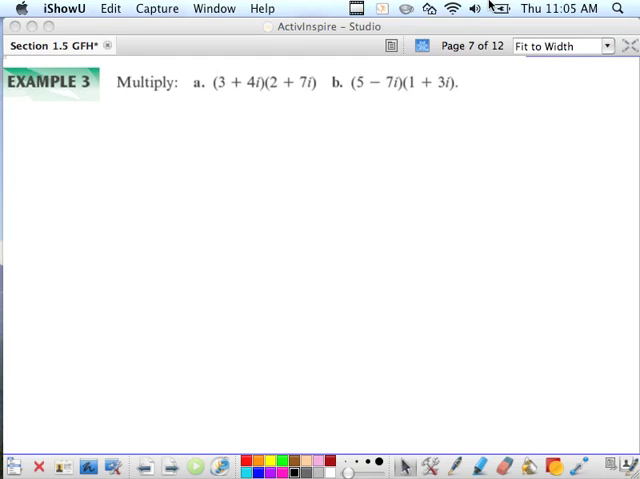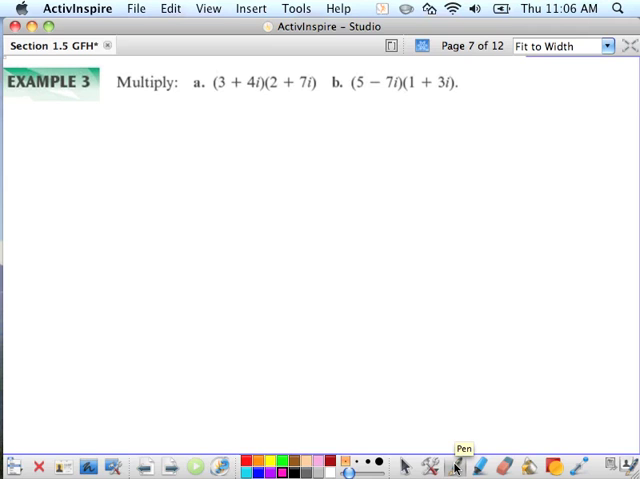So example 3 is asking us to multiply instead of add and subtract. We know this because look at the parentheses. Is there anything separating them? No, there's no sign in between the parentheses. That means that we want to multiply. So we have to be particularly careful here and make sure that we FOIL appropriately.